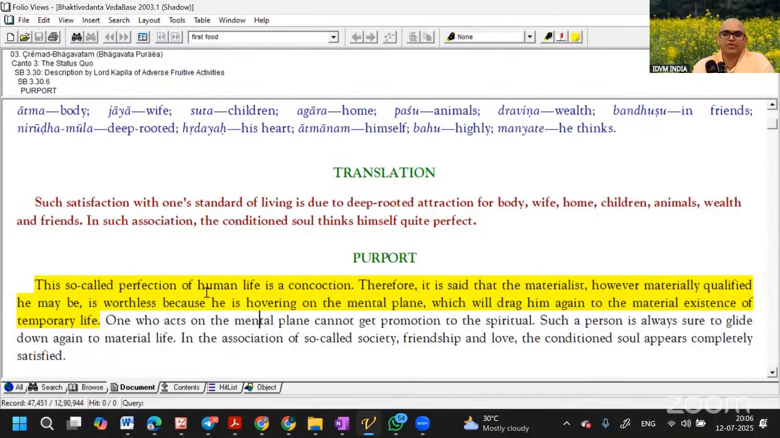This so-called perfection of human life is concoction actually. Therefore, it is said that a materialist, however materially qualified he may be, is worthless because he is hovering on the mental plane. Don't get tricked or tempted by seeing the so-called opulence of people. Oh, he has a big car and such a nice lifestyle. Don't think like this. This is a trick of Maya actually. You have to be always in the right consciousness, right understanding and right philosophy.